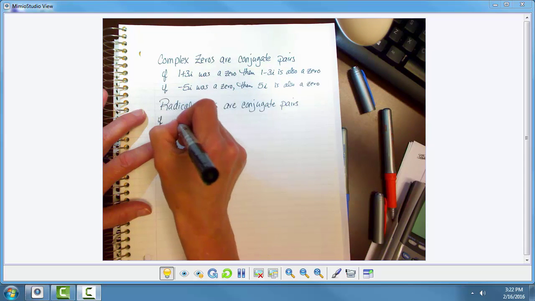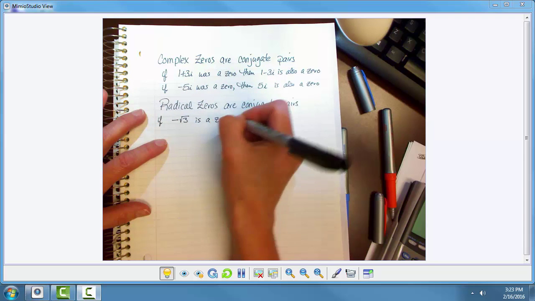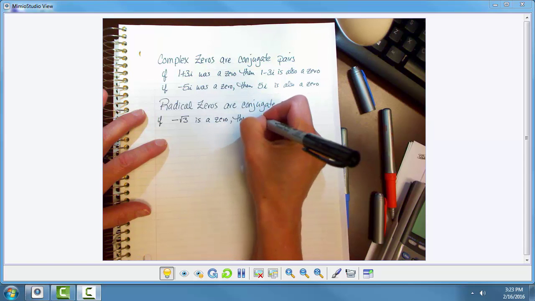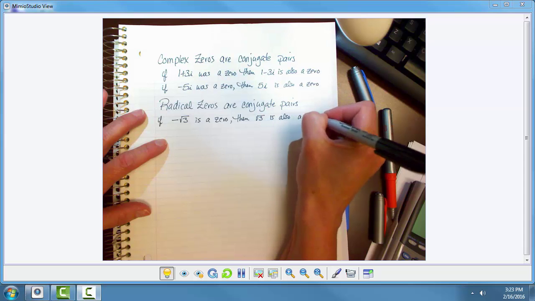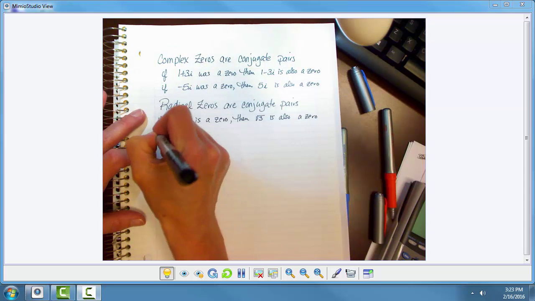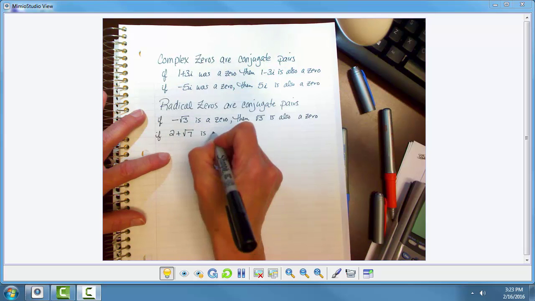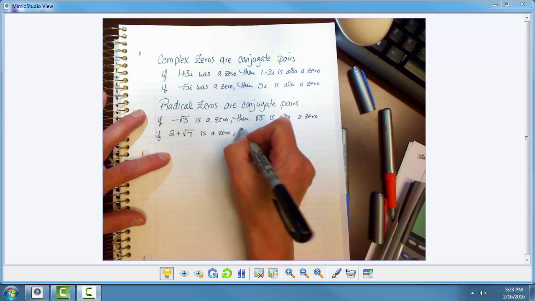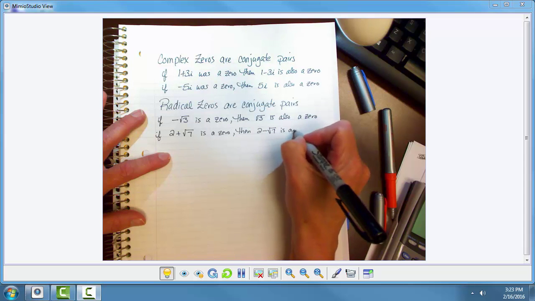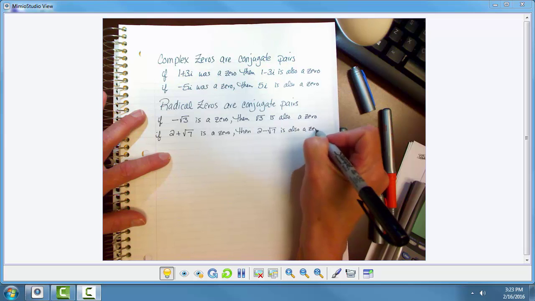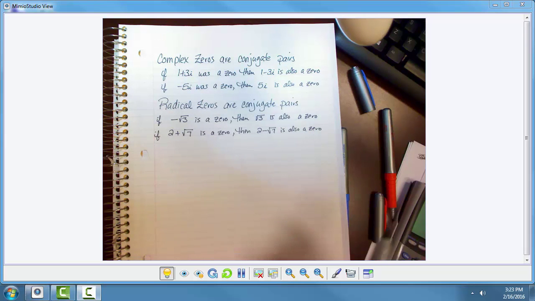If negative square root of 3 is a zero, then positive square root of 3 is also a zero. If 2 plus the square root of 7 is a zero, then 2 minus the square root of 7 is also a zero. So that will come in handy to get more polynomials.